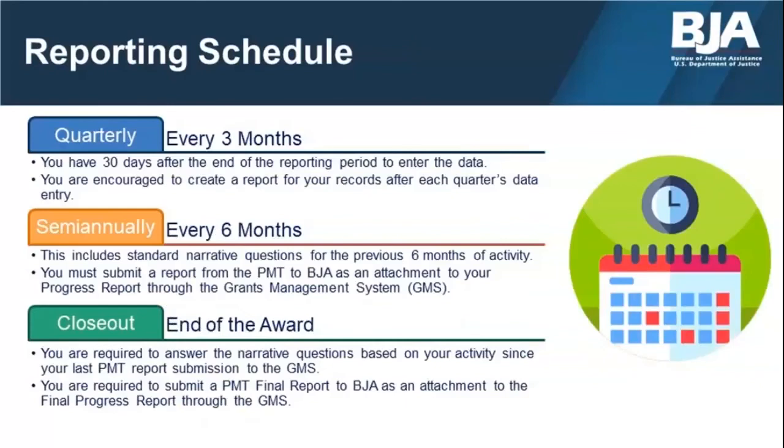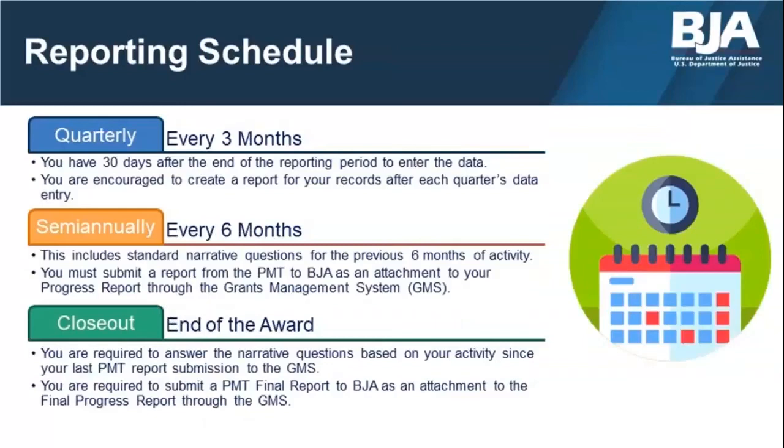Next, we'll go over the specific types of reports that are generated in the PMT. As you may know, the PMT collects data for a 3-month period of activity referred to as a reporting period. You'll have 30 days after the close of the reporting period to enter data into the PMT. After you complete your data entry, you'll be prompted by the system to create a report of this information.